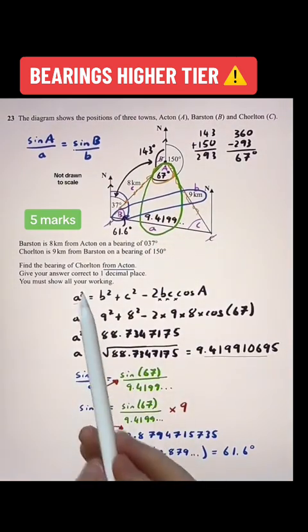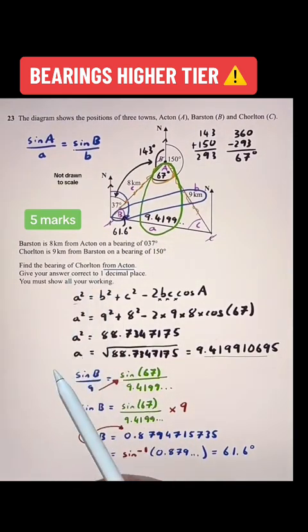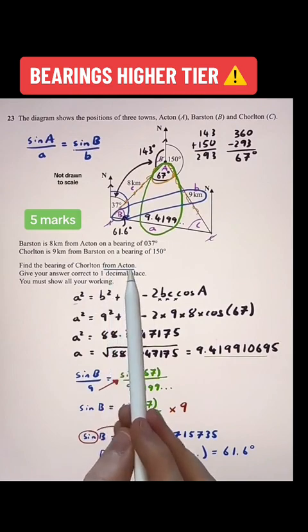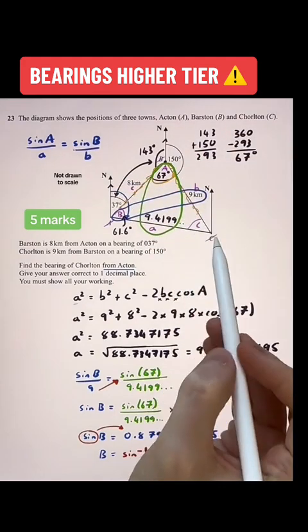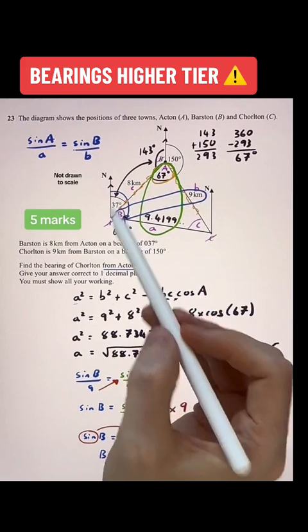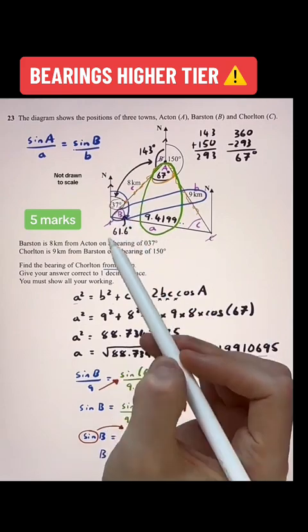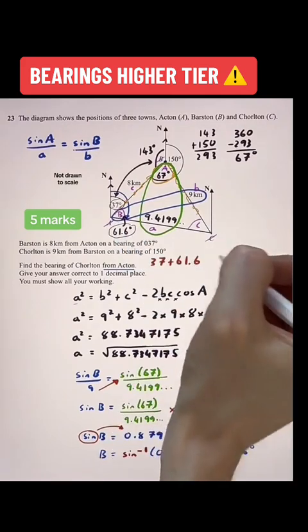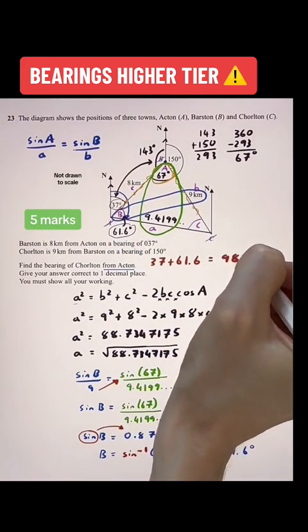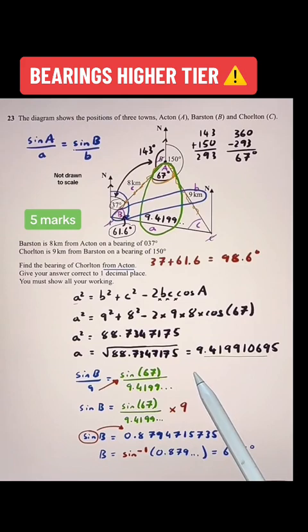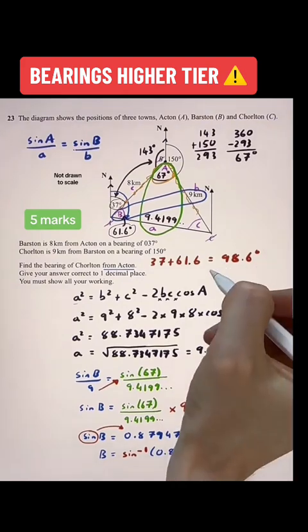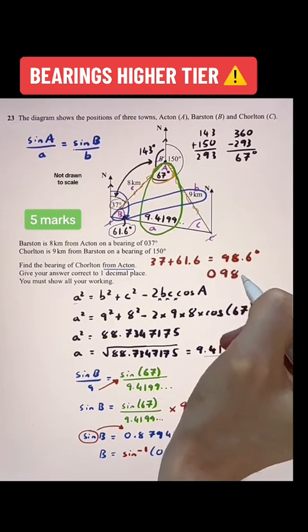Returning to the question, we were asked to find the bearing of Chorlton from Acton. With bearings, again, we always start from the word "from". So from A, we always go north, and we measure clockwise until we reach the line of C, which is Chorlton. Hence, the bearing is 37 degrees plus the 61.6, which equals 98.6 degrees. But bearings are always given with 3 figures before the decimal point. So if the bearing is less than 100, it will start with 0. If it's less than 10, it'll be like 007. So as it's less than 100, it's going to start with 0. So it's going to be 098.6 degrees.